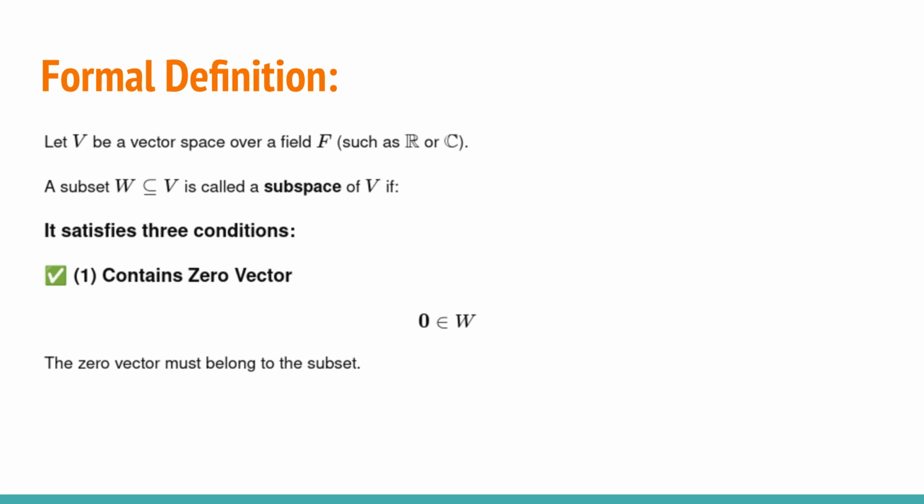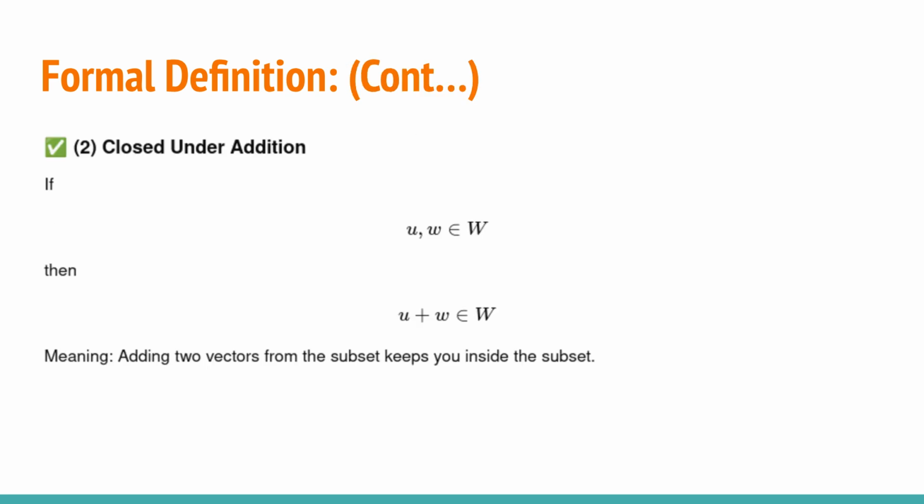A subset W of a vector space V is a subspace if it satisfies three conditions. The first condition is that W must contain the zero vector. The zero vector must belong to the subset. The second condition is that W must be closed under addition. If u and w are in W, then their sum, u plus w, must also be in W. Adding two vectors from the subset keeps you inside the subset.